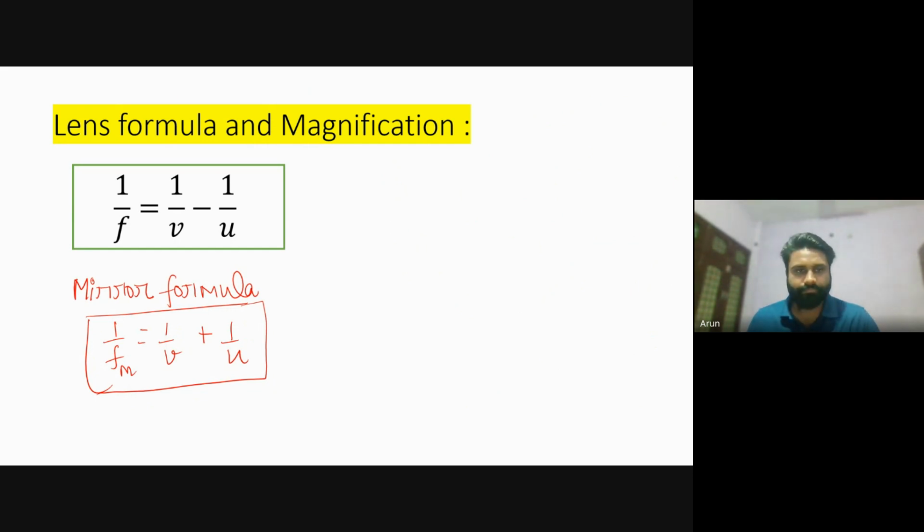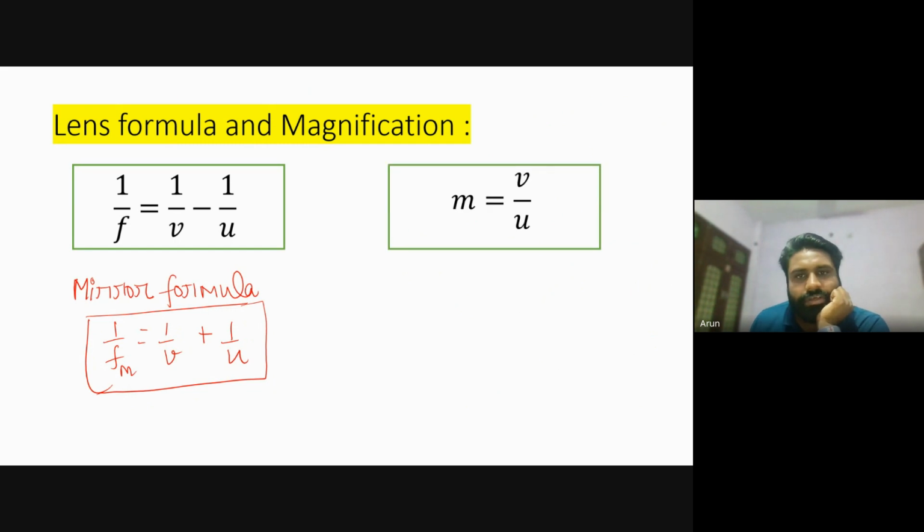Okay, got it? Now what about the magnification? Magnification for lenses is V upon U. And for the magnification of mirror, M is equal to minus V upon U. Okay, got it? It's just a difference of sign.